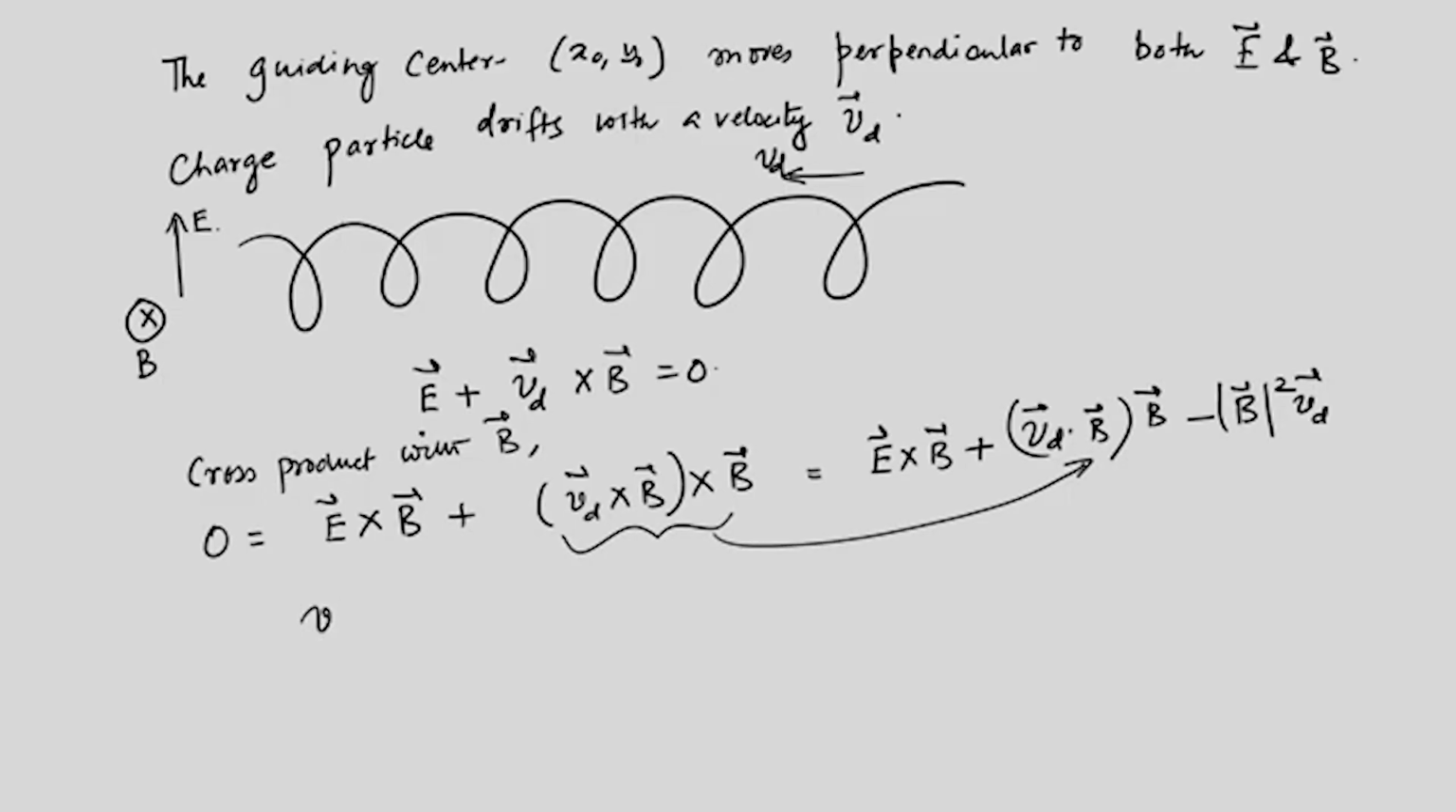your V d becomes equal to E cross B divided by B square. Okay. So, B square, you can write it with a square and a mod, but this is also fine. So, this is the drift velocity of the charged particle in presence of an electromagnetic field, where the electric and the magnetic fields are crossed with respect to each other, that is, they are perpendicular with respect to each other. All right.